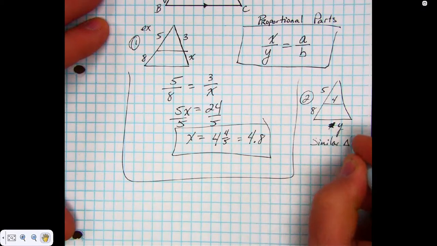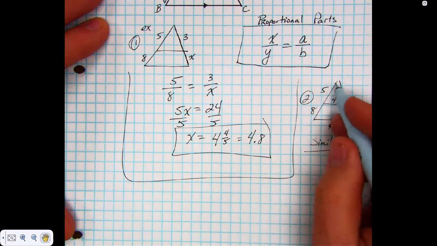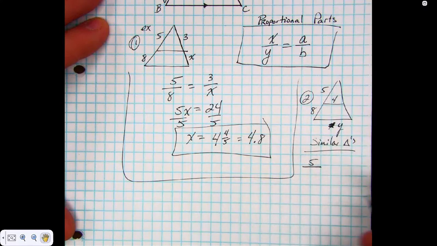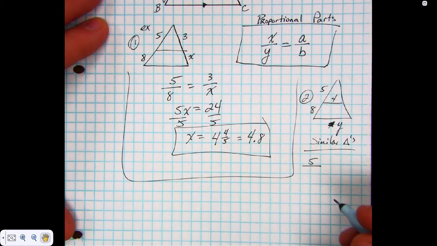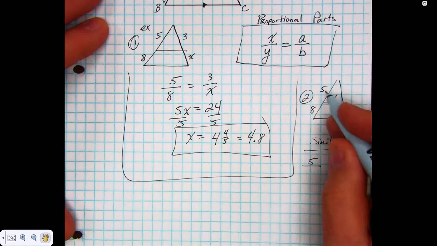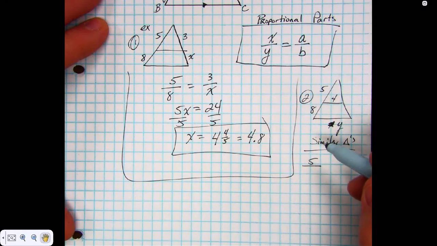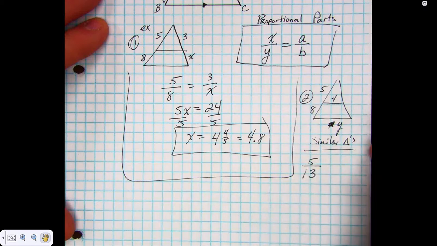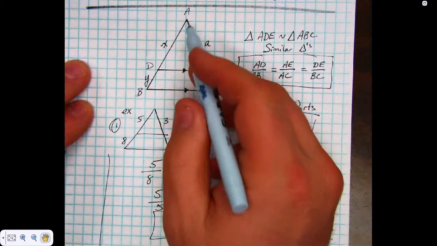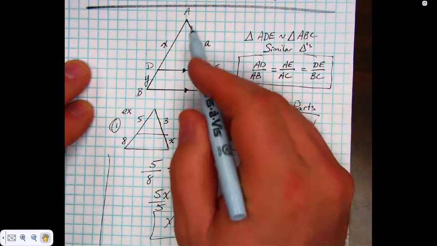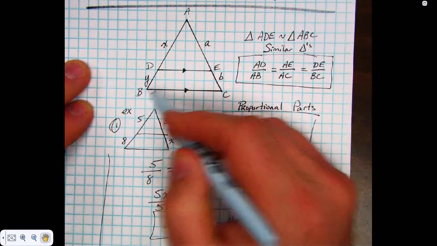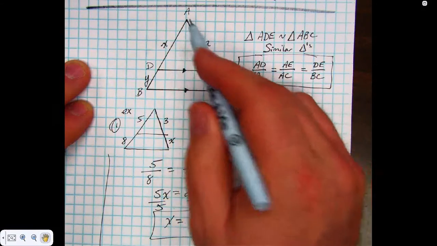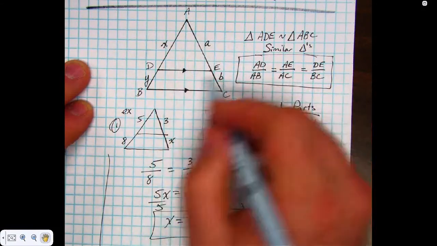Similar triangles. Well, it'd be 5 over, and let's see if you guys can get this right. You guys know what I put on the bottom? Y. Nope. 5 over, what corresponds to the 5? 8. No. 4? No. Look up here. You guys had no problem saying AD over what? AB is equal to what? AE over what? AC and DE over what? BC.